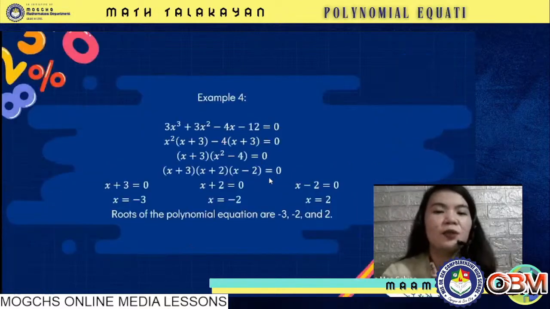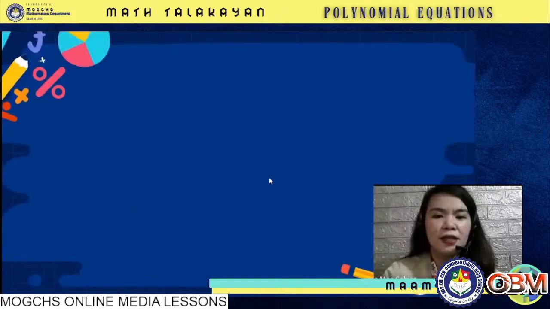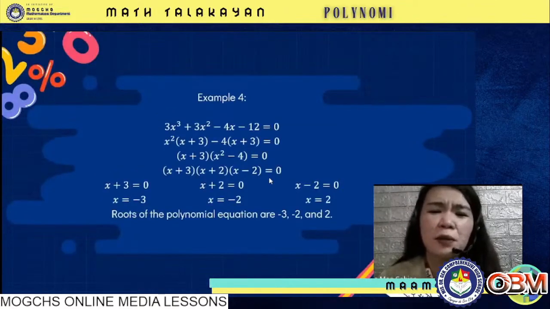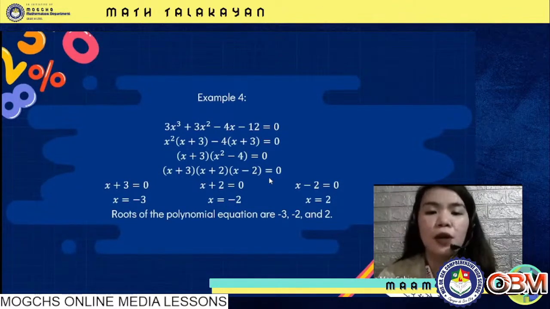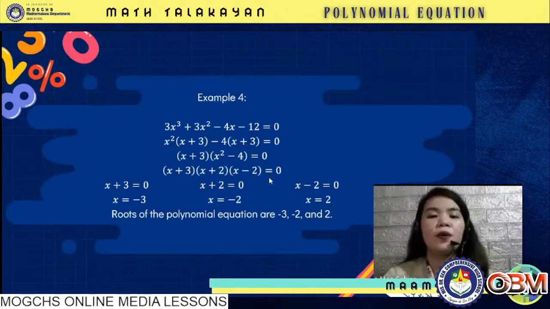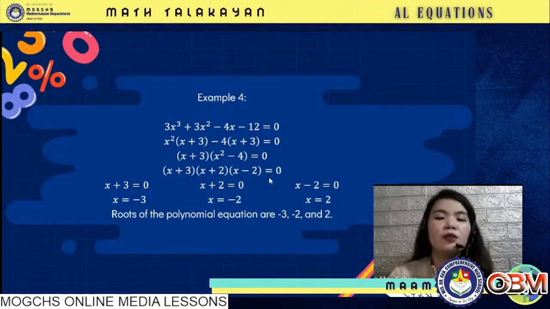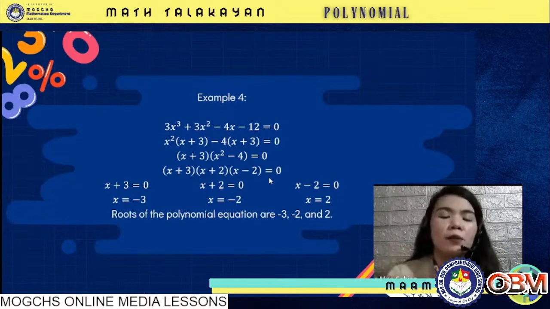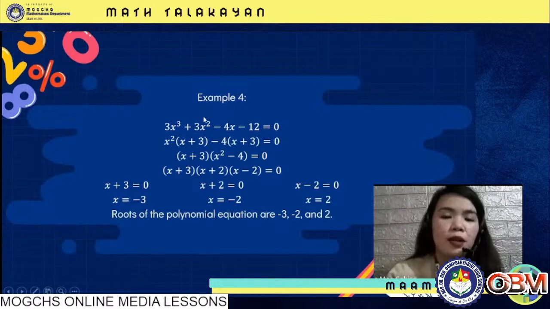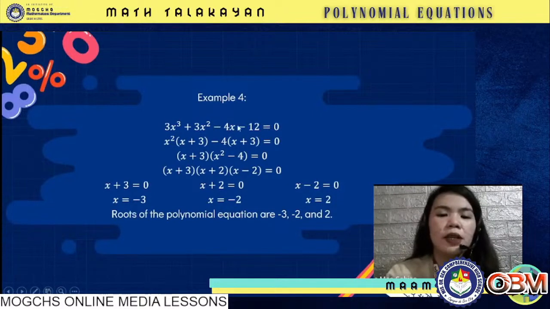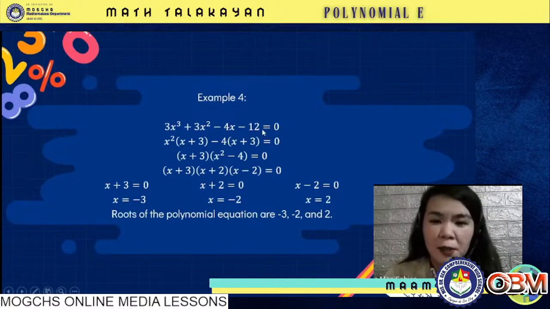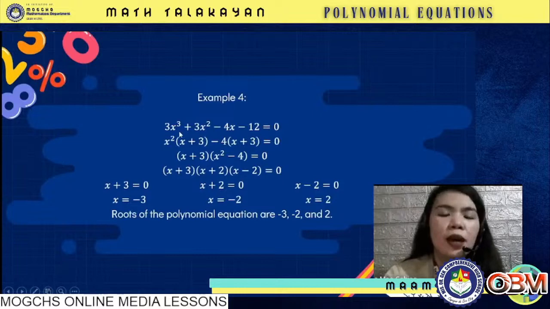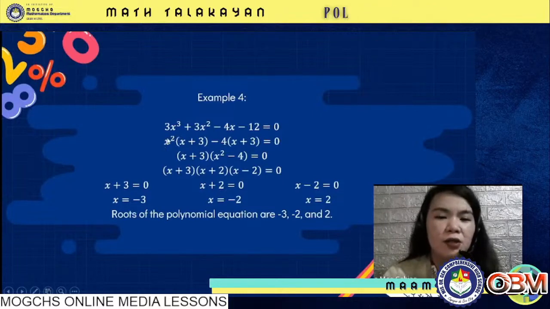Okay, so let's have this example here. Example number 4, we have 3x cubed plus 3x squared minus 4x minus 12 equal to 0. So again, our goal here is to find the unknown variable, which in this example is x. So we group the first term and the second term, and then on this side, the third term and the fourth term. So in this case, we factor this one.